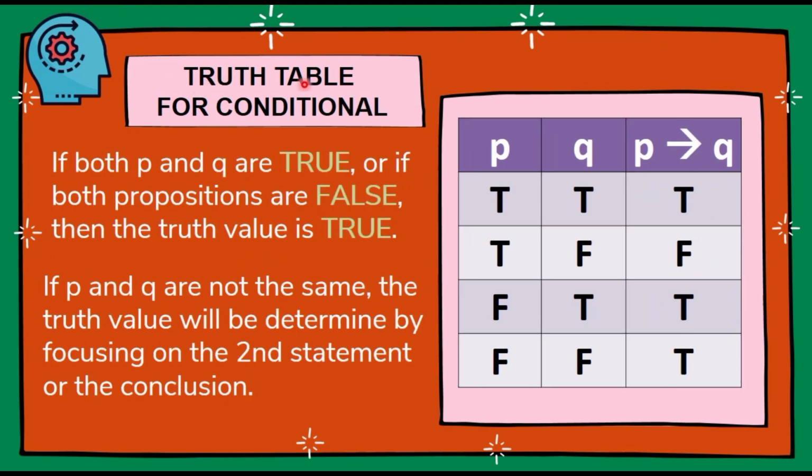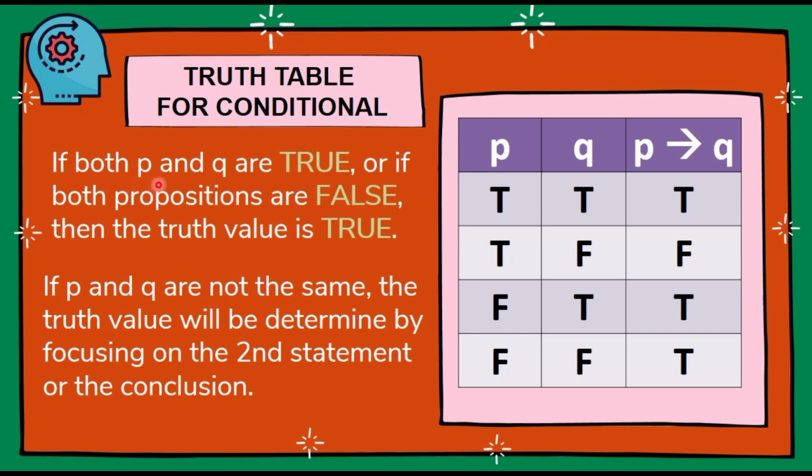Let's move on to the truth table for conditional. So, this is the truth table for conditional which I have presented to you last week. Sabi ko nga sa inyo, minemorize nyo lang yon. Pero for this week, aalamin natin how we come up with these truth values. So, gaya nung conjunction at disjunction natin, we have rules to follow.